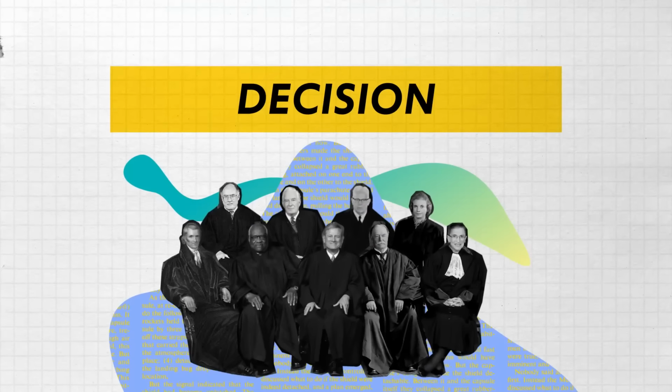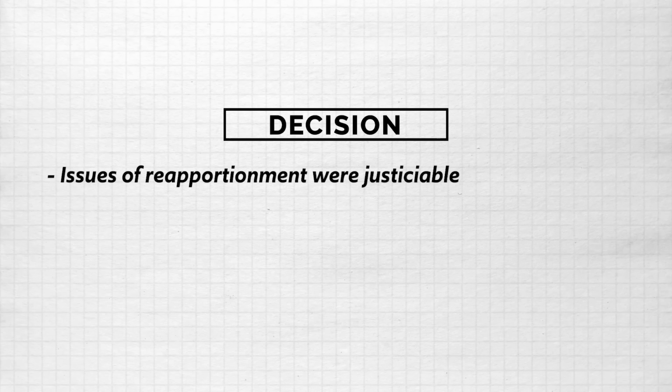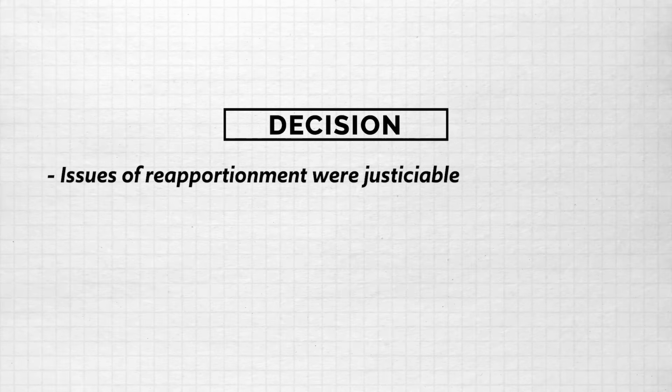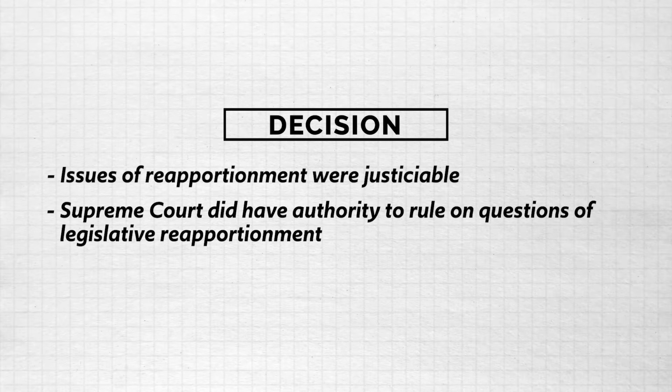Okay, so what was the decision? Well, first of all, I should probably tell you that this was an agonizing decision for the court to make. In fact, biographers and historians argue that the stress of this case very much contributed to the poor health and ultimate demise of one of the justices. But regardless, the court decided that issues of reapportionment were in fact justiciable, and therefore the Supreme Court did have authority to rule on questions of legislative reapportionment.